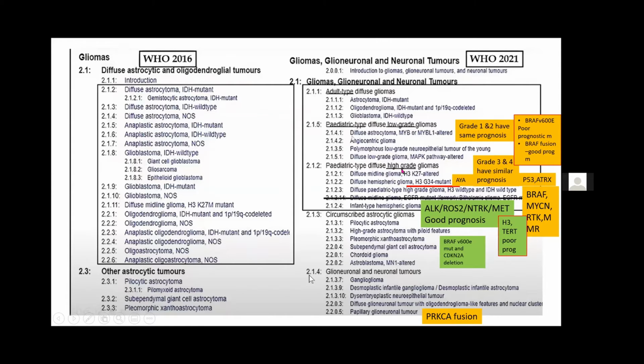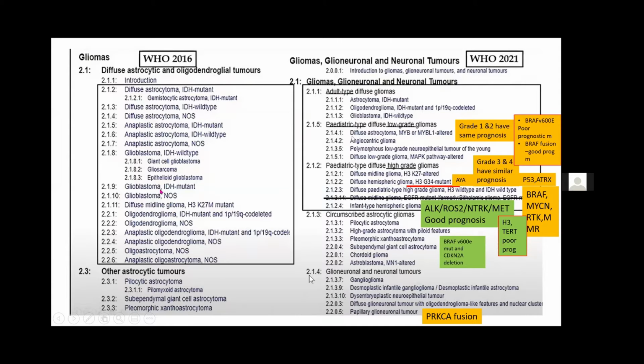Amongst the pediatric diffuse high-grade gliomas, the category of glioblastoma in the pediatric age group has been completely removed. Instead, we have the categories of diffuse midline glioma, H3 K27 altered, which was called mutant in the last classification; diffuse hemispheric glioma, H3 G34 mutant; diffuse pediatric type high grade glioma, which is both histone as well as IDH wild type; and infant type hemispheric glioma. These are all very high grade or grade 4 gliomas.